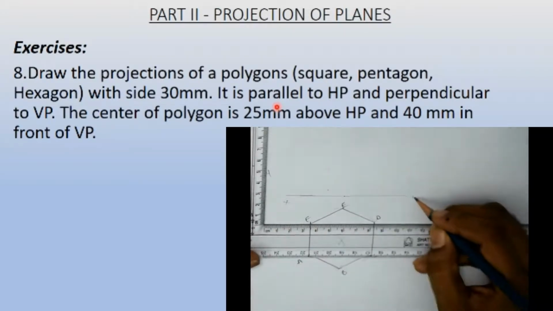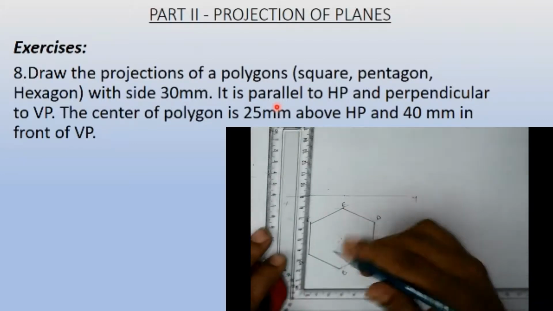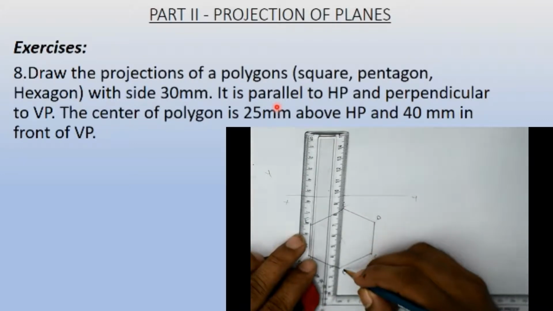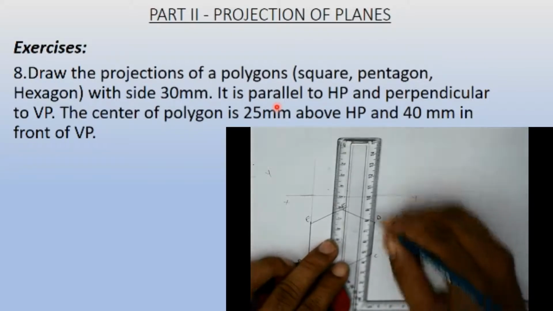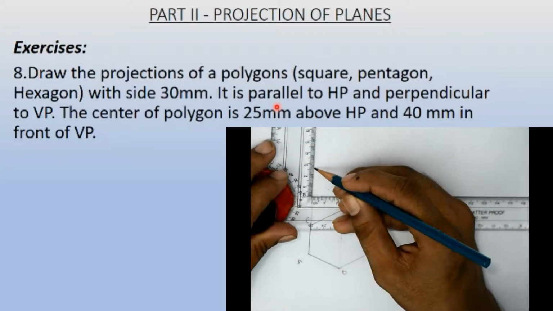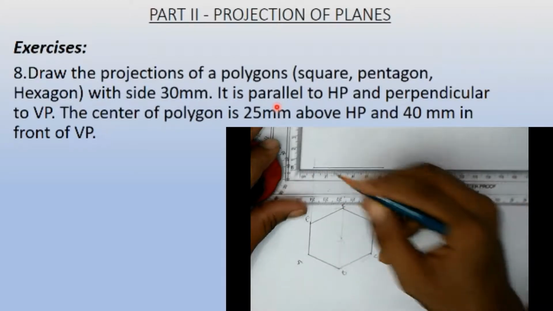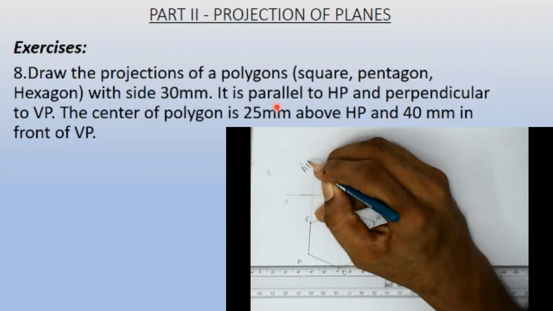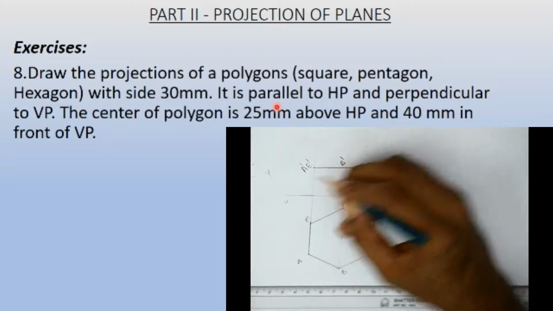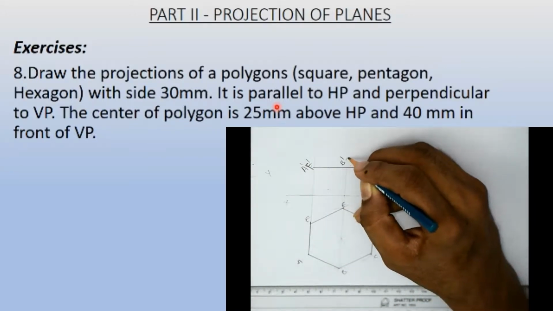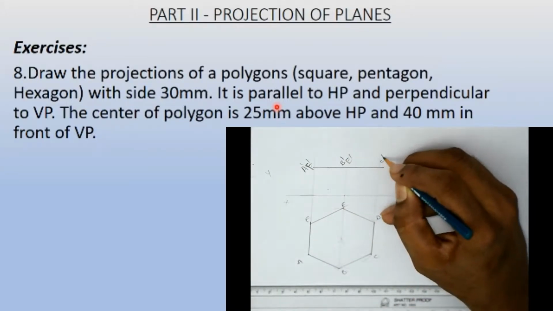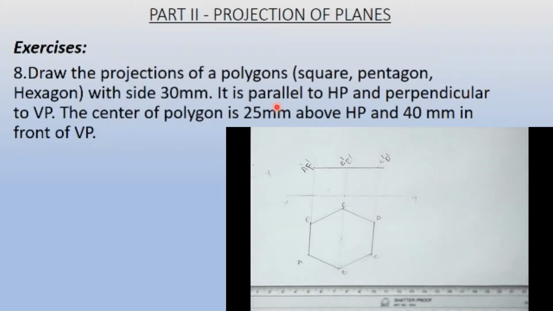This is our XY line. From VP, the distance is 40 mm, and it is 25 mm above the HP. So this line is your front view. This is A dash, E dash, this is E dash, F dash, this is B dash, E dash, this is C dash, D dash, till this point only.